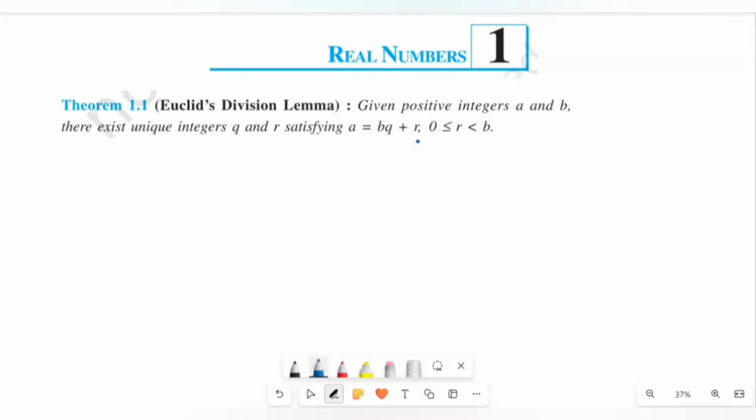I'm starting with a new chapter, Real Numbers, from 10th grade NCERT book. Hoping this will be very useful for all 10th graders. Let's continue with this chapter.